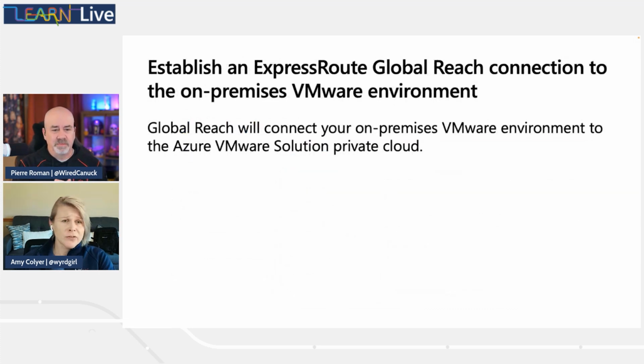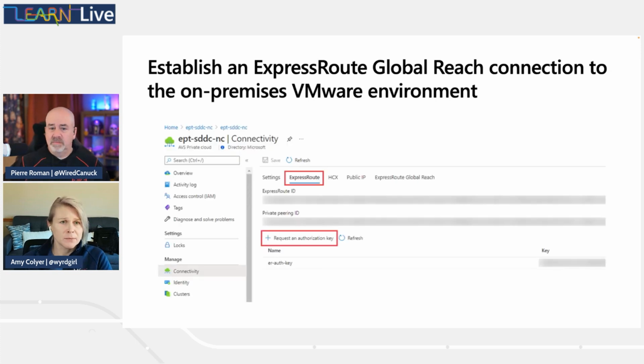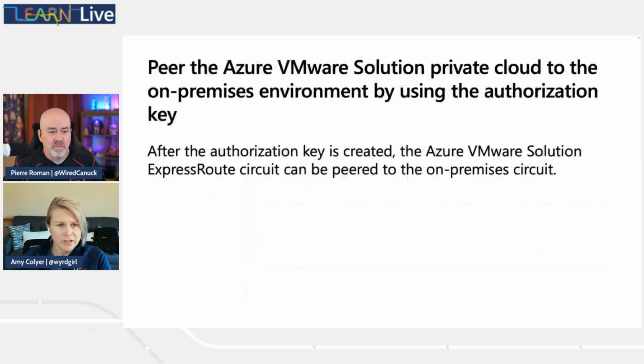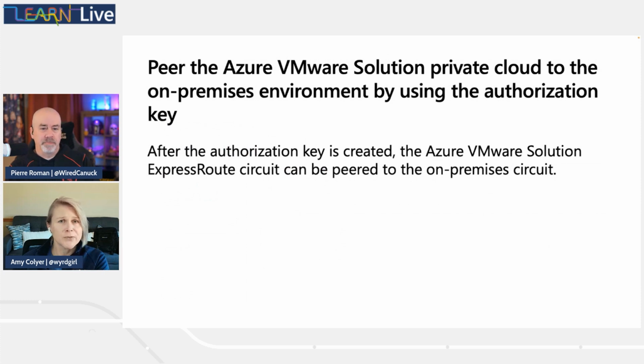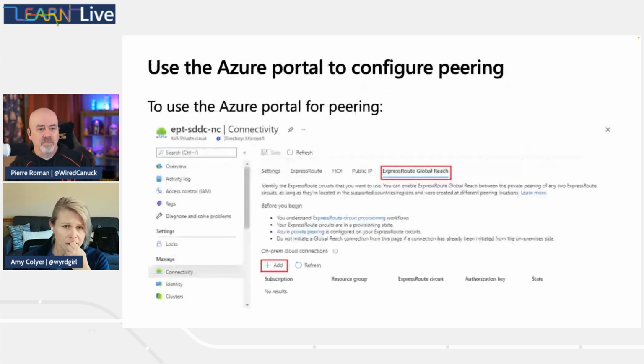So after that, as you were talking about connectivity, Global Reach allows your ExpressRoute to route between your on-prem and the AVS solution. To enable it is pretty simple. You go into the portal, you select ExpressRoute, and you request an authorization key. This is the key you're going to put in on your on-premises ExpressRoute. So you request an authorization key and you give it a name. And then you copy it from here. There's a copy to clipboard, and that allows you to peer. So then they can talk through the circuits.